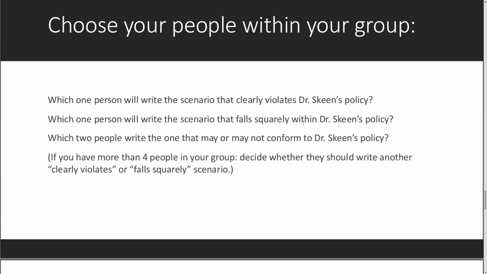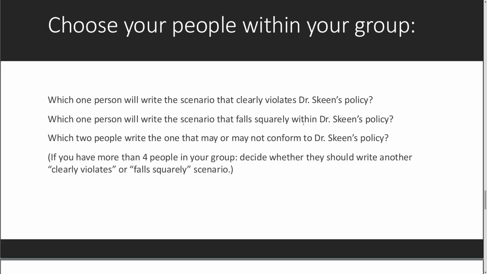And then the following here: which one person will write the scenario that clearly violates Dr. Skeen's policy? Which one person will write the scenario that falls squarely within Dr. Skeen's policy? Which 2 people write the one that may or may not conform to Dr. Skeen's policy? So we've got some gray area. And those are always the fun ones, the gray area. So that's why I included that, because it helps us learn about the parameters a little bit better.